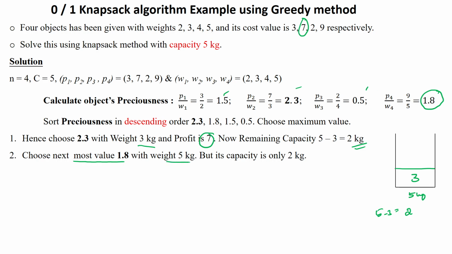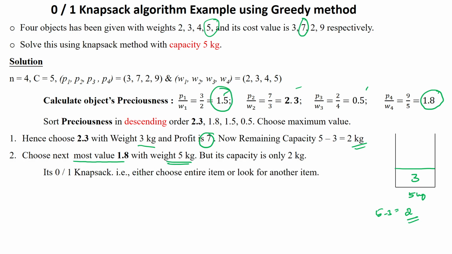Its weight is 5 kilograms, but the remaining capacity is only 2 kilograms. So we cannot select this fourth item. Then you go for the next most preciousness. The next most preciousness is the first item, 1.5, which has a weight of 2 kilograms.